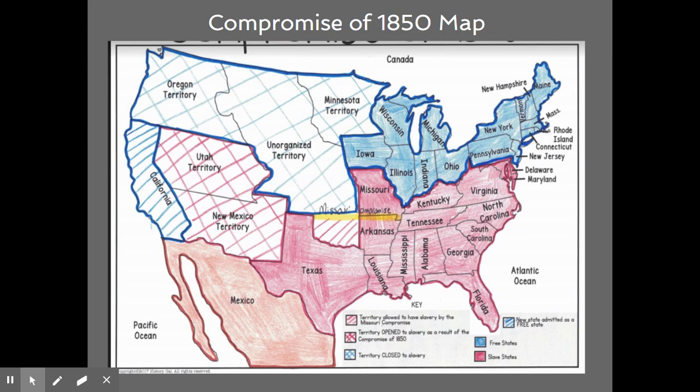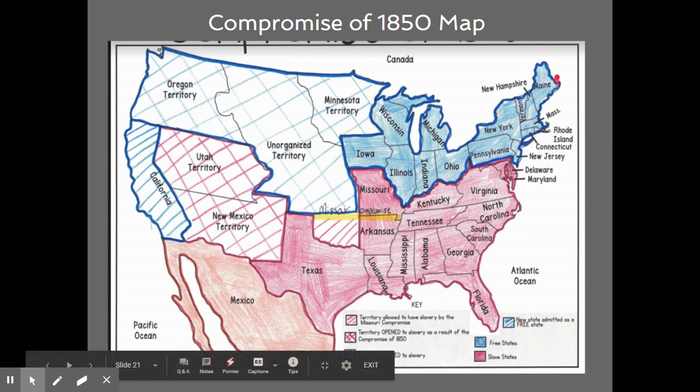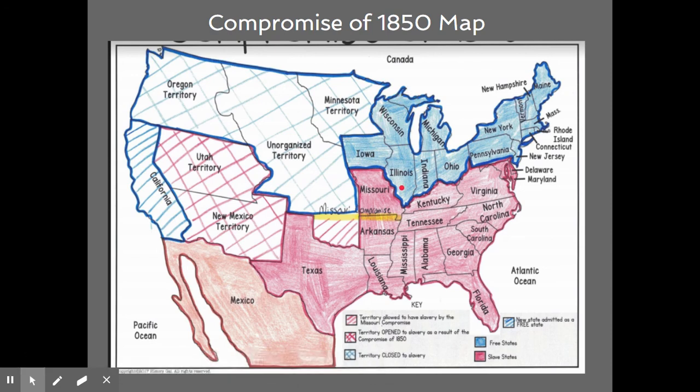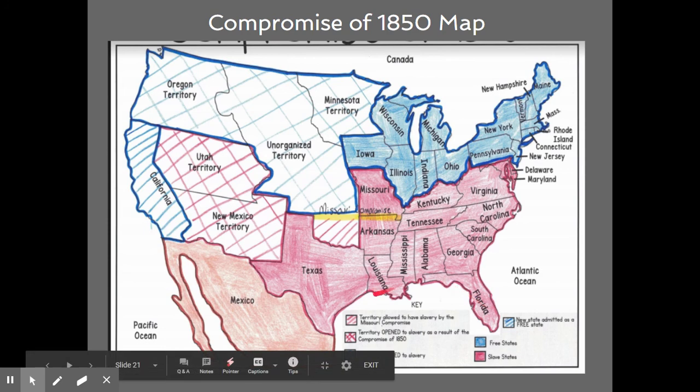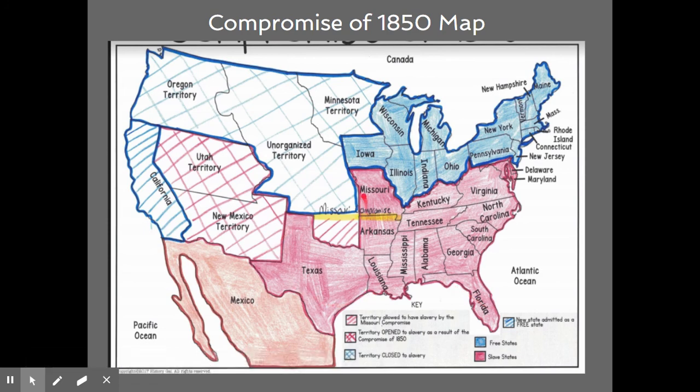All right, so here's a map, and it shows you what the Compromise of 1850 did for the United States. Okay, so we got all these states up here in blue that are free states. Okay, these are states, not territories, and they're free. Okay, and then down here in red, you've got all of these states that are slave. Okay, now because of the Missouri Compromise, you've still got territory right here that is open to slavery, meaning they're allowed to have slaves there because of the Missouri Compromise.